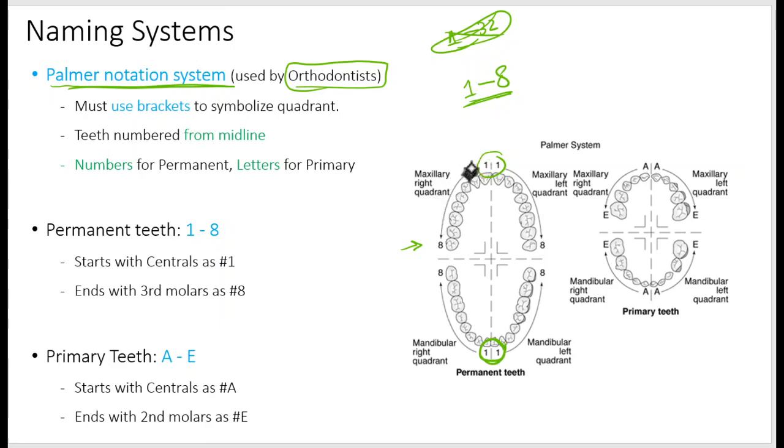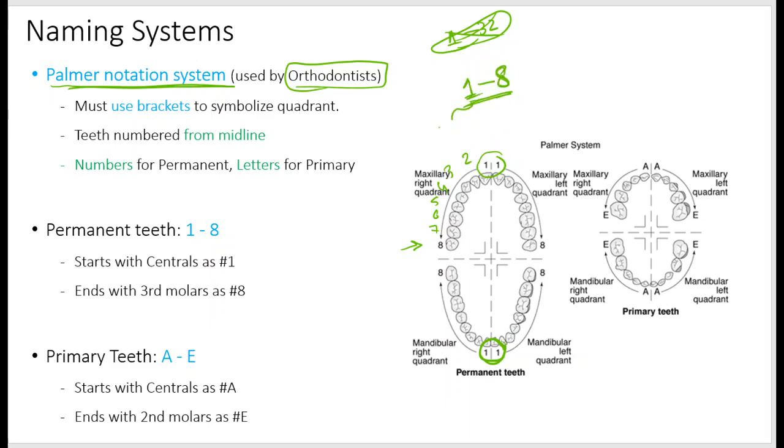So number 1 is always a central incisor, whether it is maxillary or mandibular, left or right. Number 2 is always a lateral. Number 3 is always a canine, and so on and so forth. 4, 5, 6, 7, and 8. So we go this way, and we go that way, and we go that way. So you only have to memorize 1 through 8, technically, right?